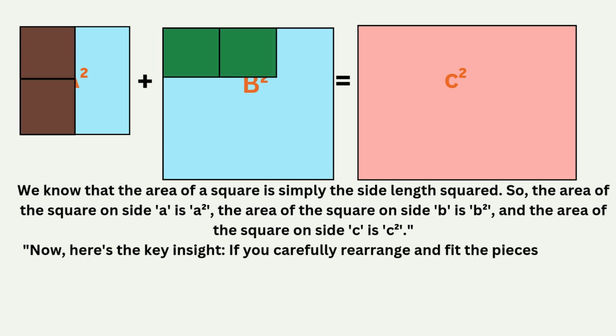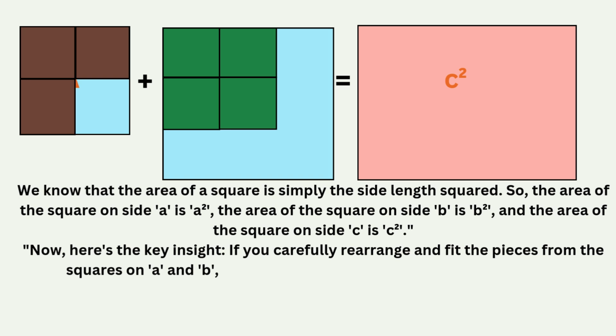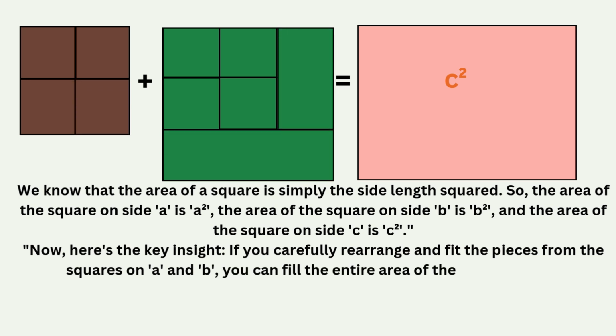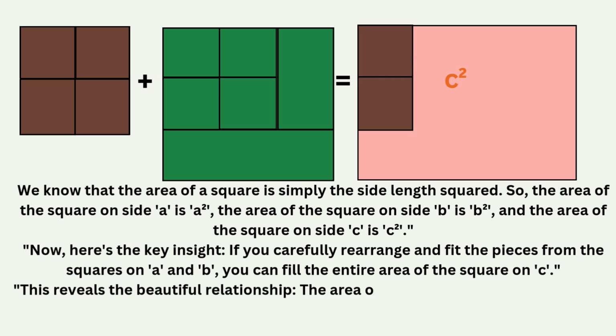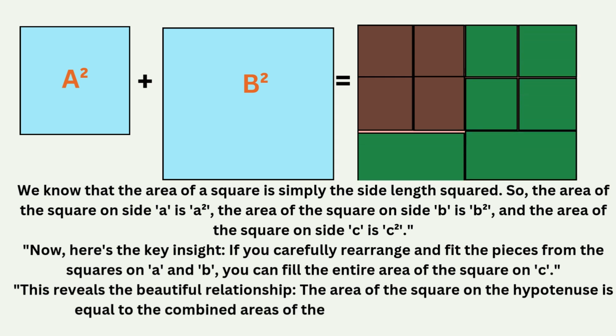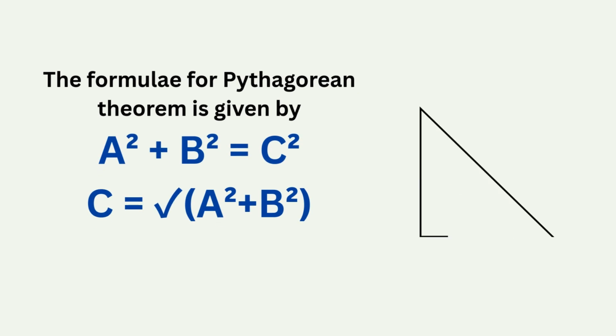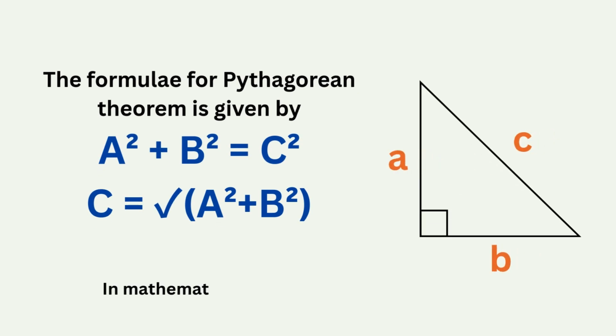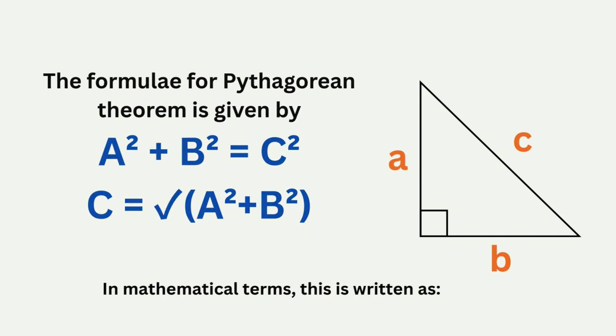If you carefully rearrange and fit the pieces from the squares on A and B, you can fill the entire area of the square on C. This reveals the beautiful relationship. The area of the square on the hypotenuse is equal to the combined areas of the squares on the other two sides. In mathematical terms, this is written as a squared plus b squared equals c squared. This is the famous Pythagorean theorem.